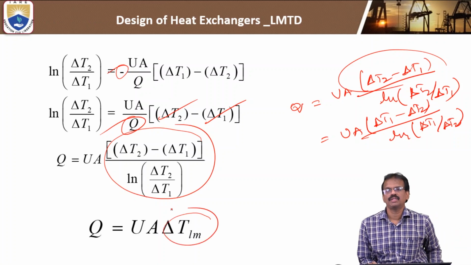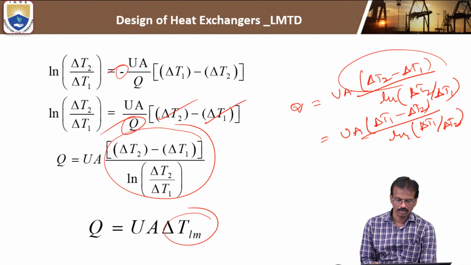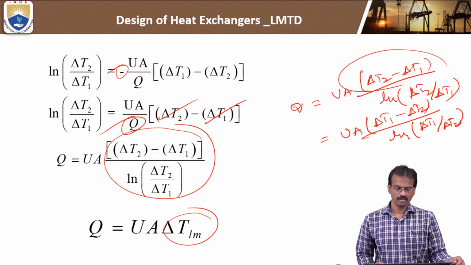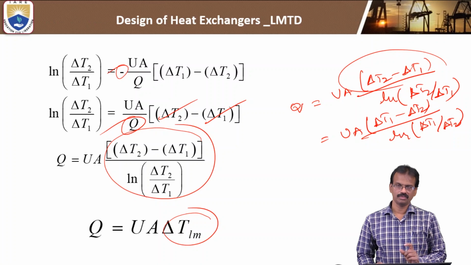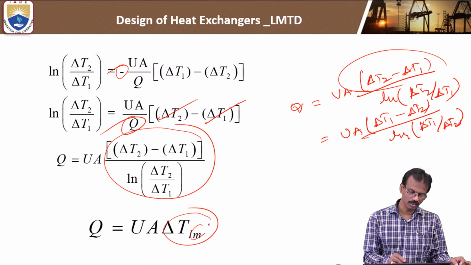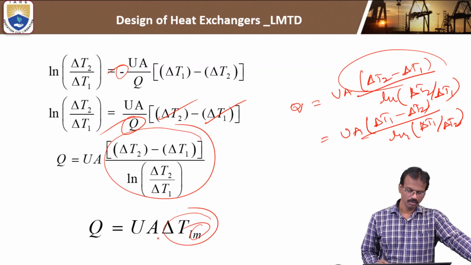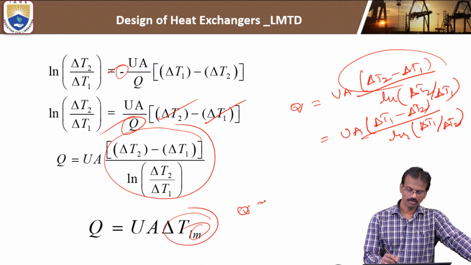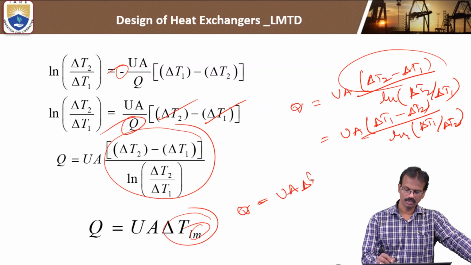ΔT lm, the logarithmic mean temperature difference, because the reason behind this is that the temperature differences between the hot and cold fluid vary from point to point. So we are considering the logarithmic principle. So finally, the rate of heat transfer for the counterflow heat exchanger is UA into ΔT lm.